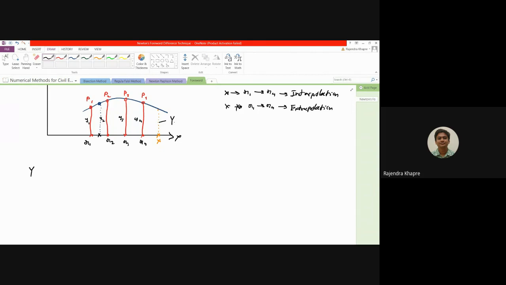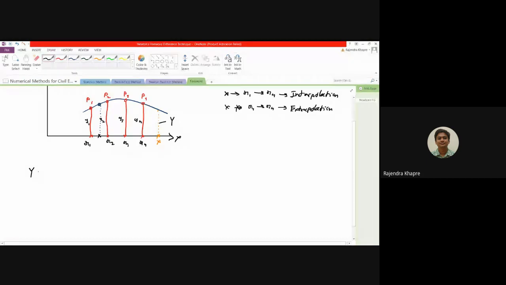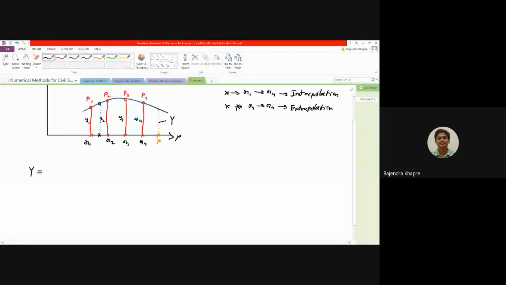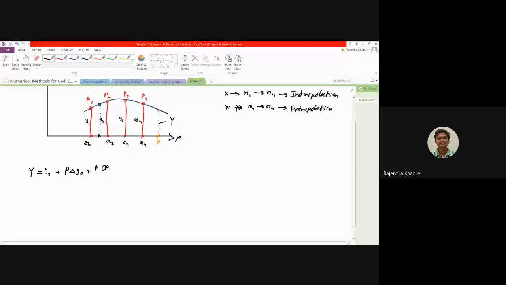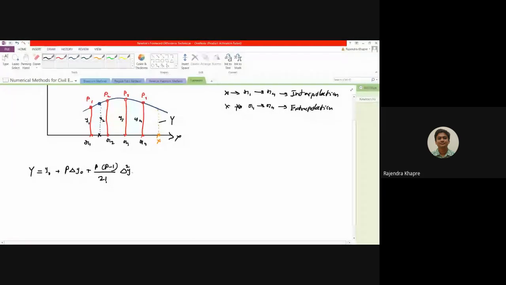If the point is lying between the data set, it is called interpolation, and if the point is lying beyond the data set, it is called extrapolation. But the equation remains the same. So let me quickly write it down. y can be calculated by a simple expression: y0 plus p times delta y0, plus p into (p minus 1) divided by 2 factorial times delta square y0.